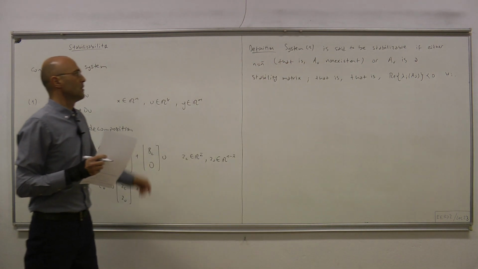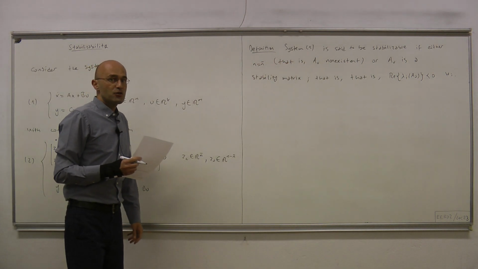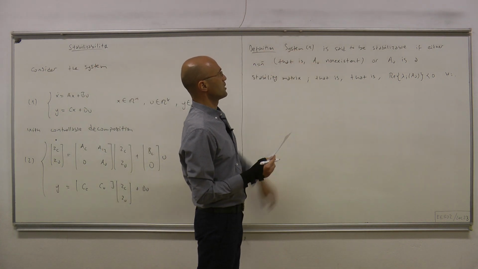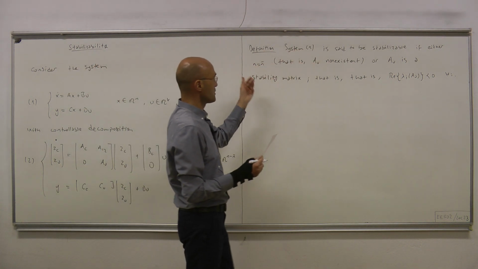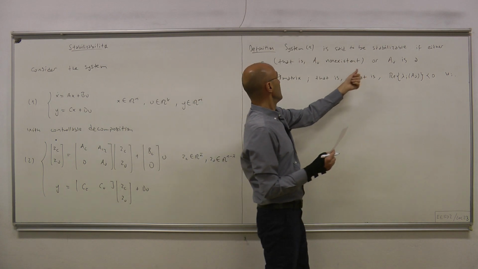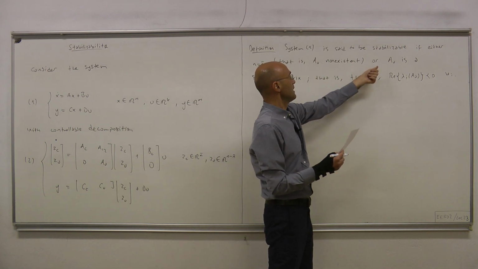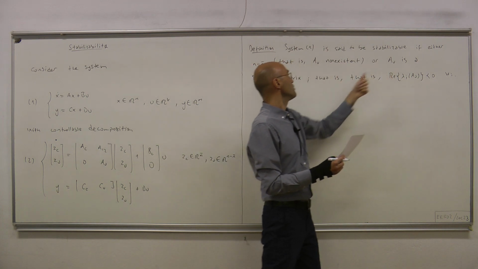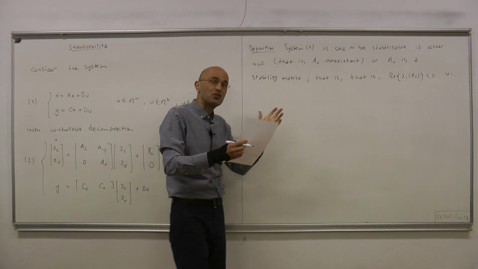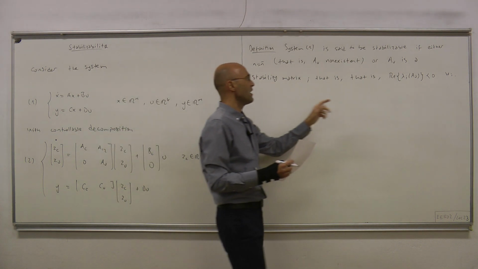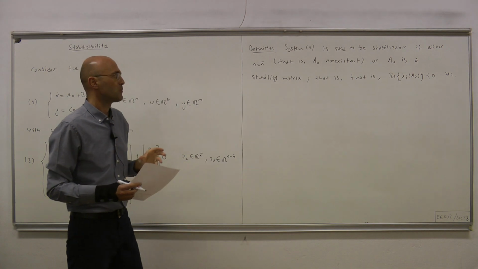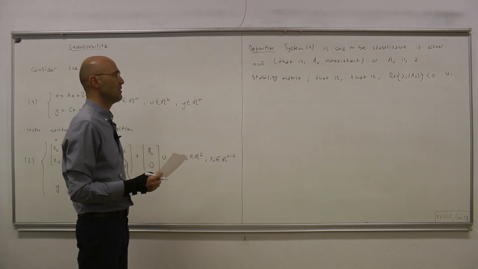This definition has a very natural discrete time version. So system 1 is said to be stabilizable, and everything is the same until the last part. Even the last part can be taken to be the same if A_U is a stability matrix in the discrete time sense, which would mean that all the eigenvalues have magnitude strictly less than 1.